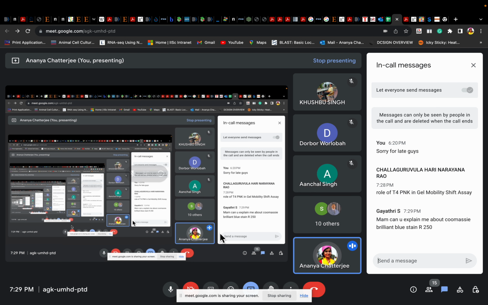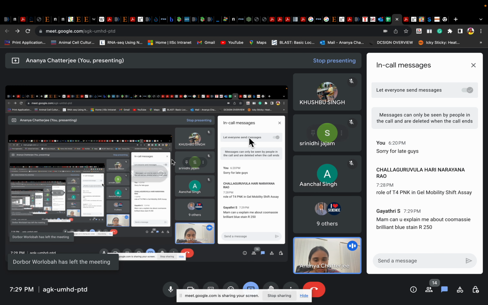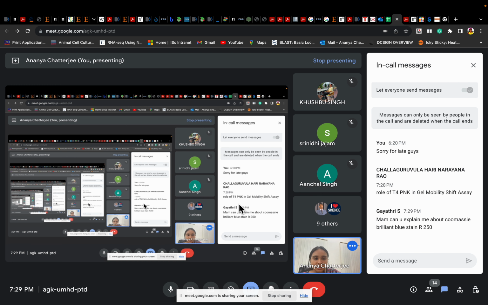Was I audible? I think my mic was switched off. So the gel mobility shift assay we'll be discussing in the next class. In the mobility shift assay, you are adding two macromolecules which interact with each other, so that the mobility of the macromolecule which has affinity towards the other is retarded, or decreased. That's why you will see a shift if you compare with the control. In detail, the role of T4 PNK I'll be discussing in the next class. If it's in the assignment I won't be able to discuss it today, but we'll be discussing it in detail.